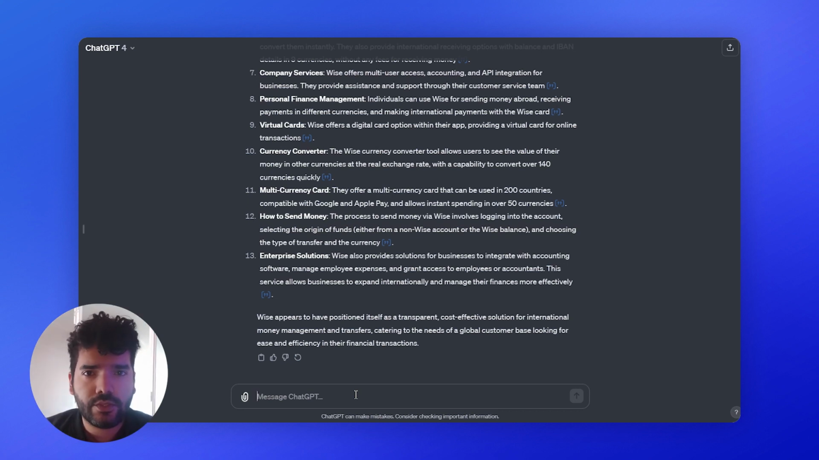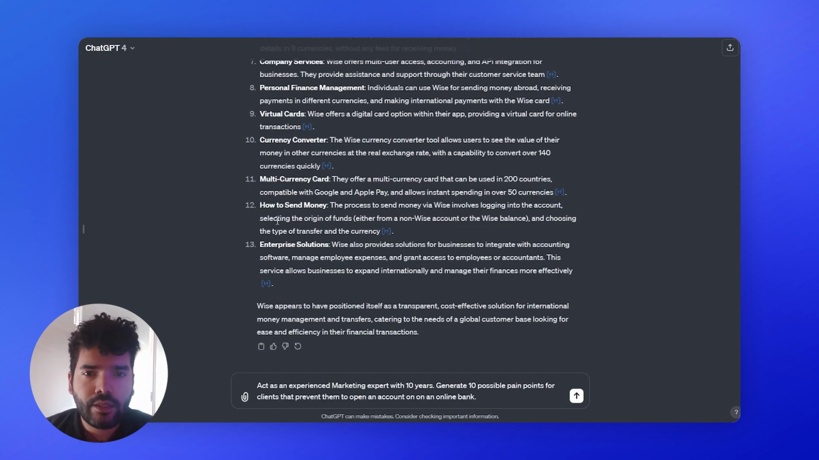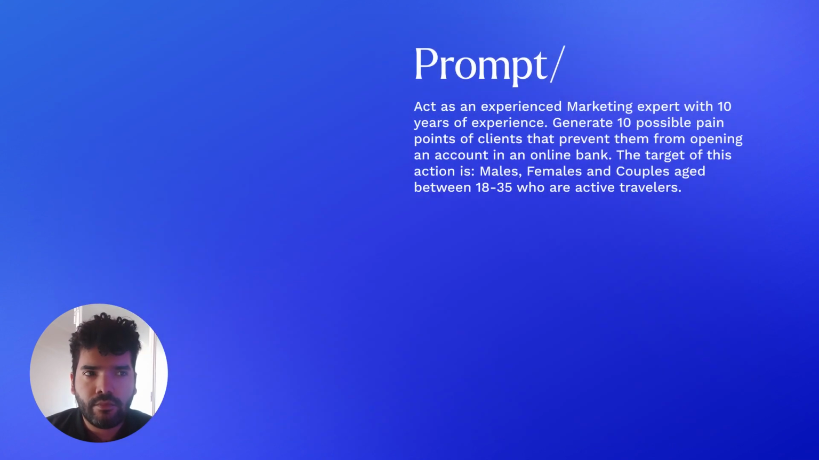The next step is to understand what is the audience, what is the target public that we want to address with this campaign. So in this case, we had male, female, and couples aged between 18 and 35 years old that are active travelers. And the idea of this campaign was to make them open new accounts in Wise.